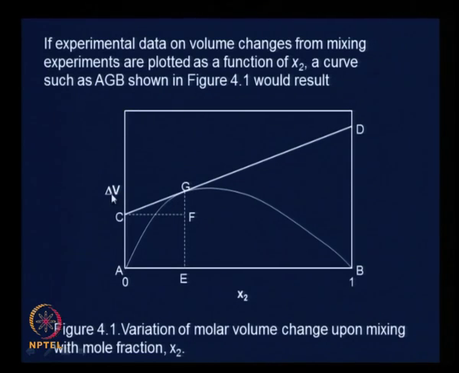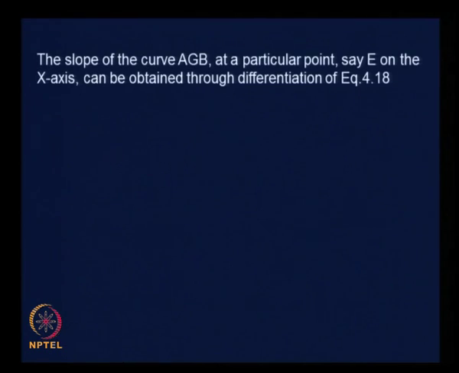Delta V, the volume change upon mixing, as a function of the mole fraction x2, if it is plotted, we get a curve something like A G B here. If we are interested in the partial molar volumes at the point E, we draw a tangent to the curve at the point E, and we actually proved this: the intercept of the tangent on the axis when x2 equals 0, or the distance AC, gives the partial molar volume V1 T hash, and the intercept of the tangent on the ordinate of x2 equal to 1, or the distance dB, gives us the partial molar volume of the second component V2 T hash. And this is what we had gone through.